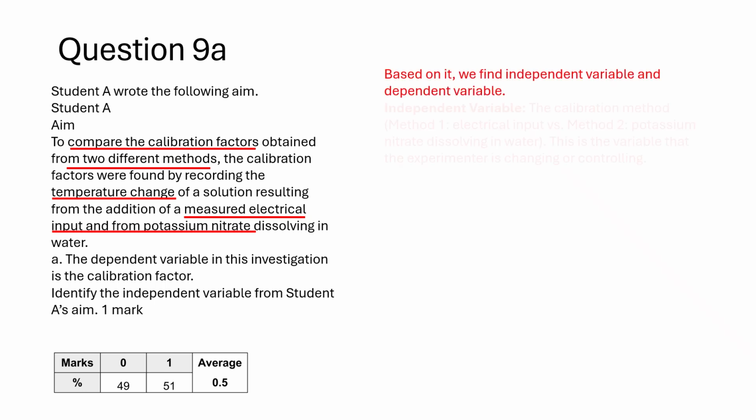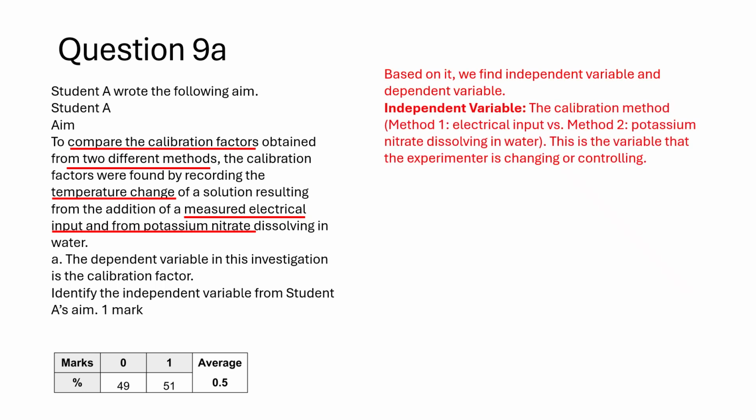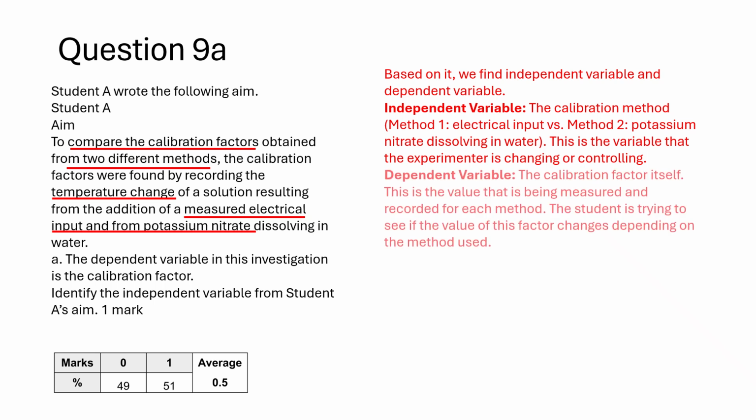Based on it, we find the independent variable and the dependent variable. Independent variable: the calibration method, method 1, electrical input, versus method 2, potassium nitrate dissolving in water. This is the variable that the experimenter is changing or controlling.